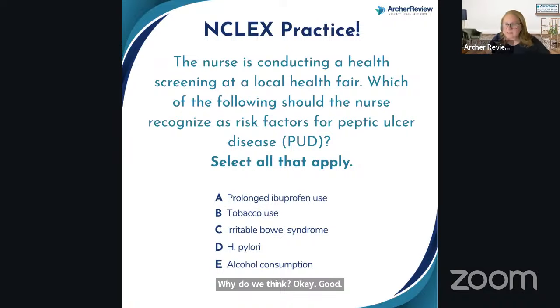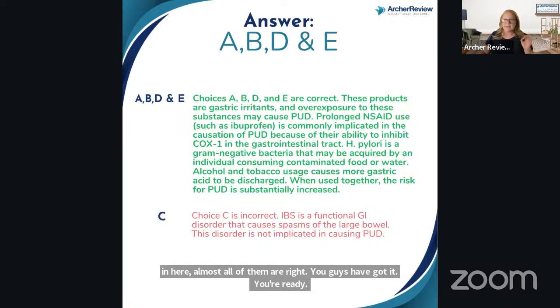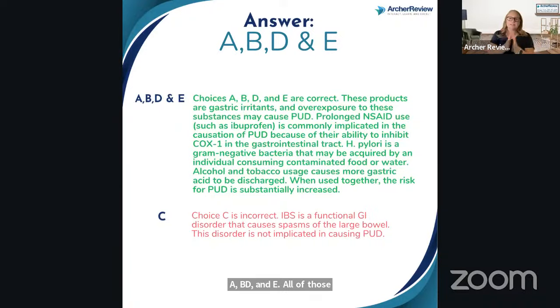There's several correct answers here. Remember, once again, they can all be right. One of them can be right. And in here, almost all of them are right. You guys have got it. You're ready. A, B, D, and E. All of those things. There are so many things that can increase our risk for peptic ulcer disease.